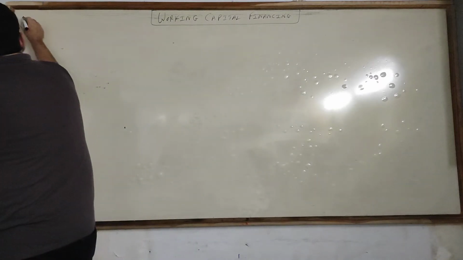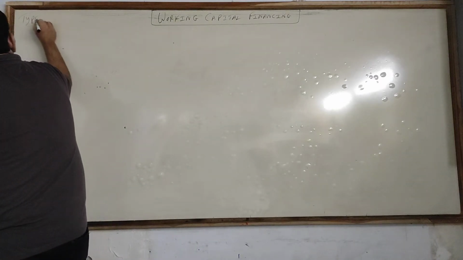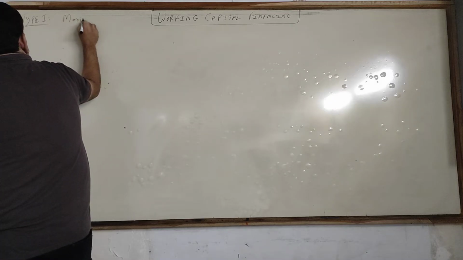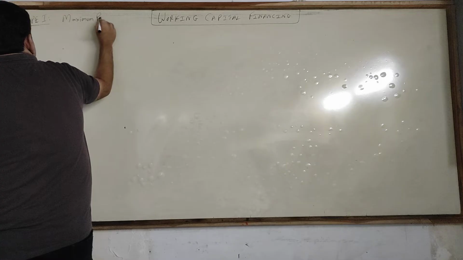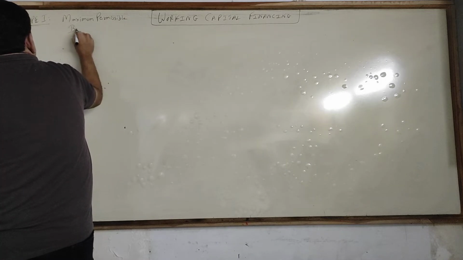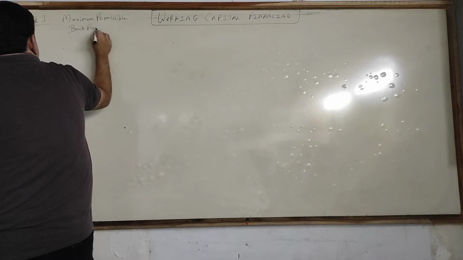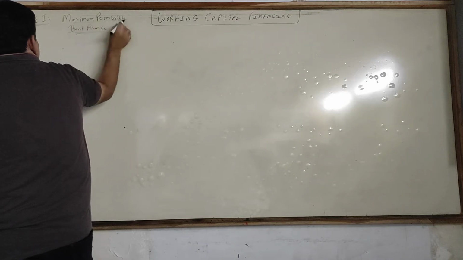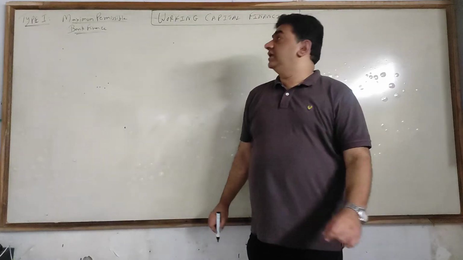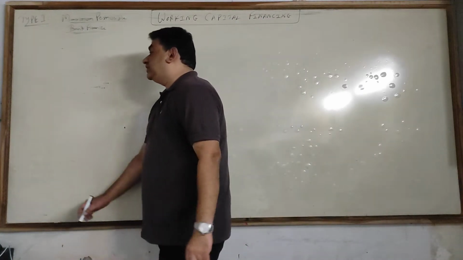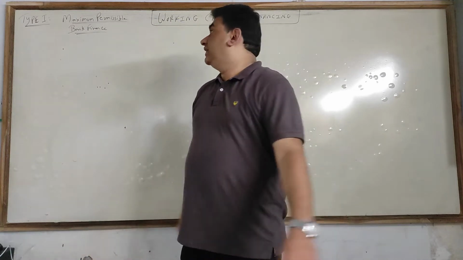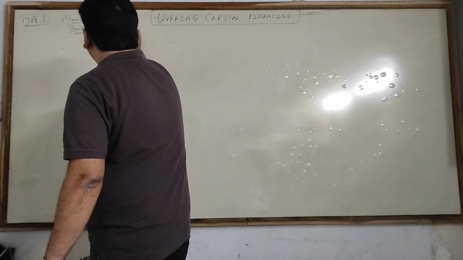Maximum permissible bank finance. That means as per the norms, in case you are falling short of working capital, how much you can arrange with the help of banks and financial institutions. We call it MPBF.